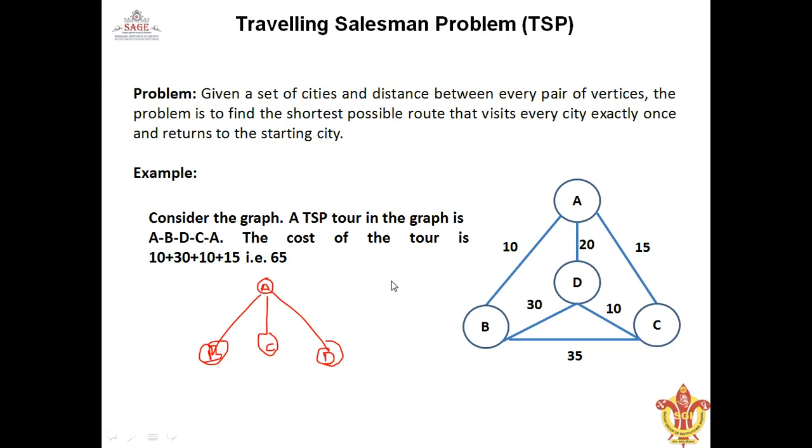Okay, so there might be so many possible paths, that is A to B, B to D, D to C, C to A. It can be from A to D, D to C, C to B, B to A. Again it can be from A to B, C, D, A. So many paths are possible, but we'll have to choose the optimum one.